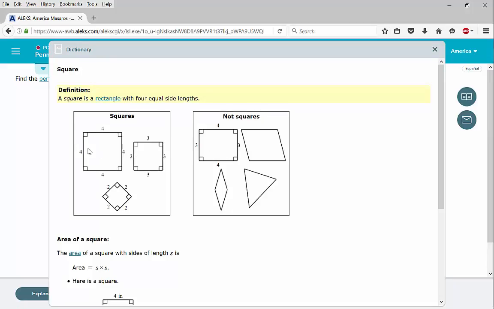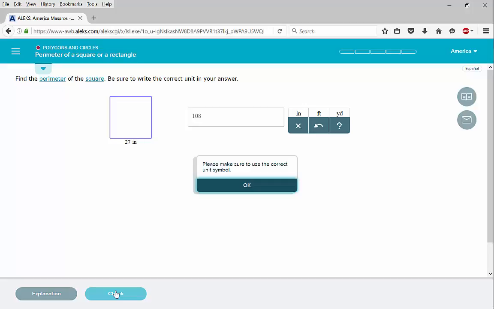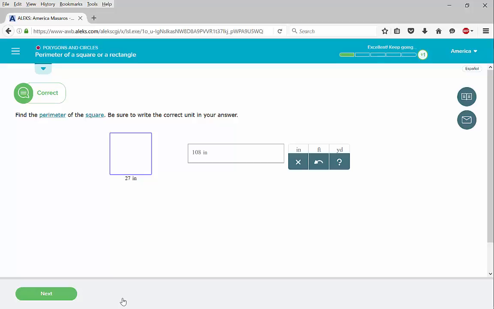Oh, the difference between a square and a rectangle is that its sides are all equal. So that means these sides must all be 27. I'm going to note that on my paper. And then I'm going to use my calculator to add up 4 copies of 27. And I'll get 108. Oh, I forgot something, didn't I? And Alex is going to remind me, please make sure to use the correct unit symbol. Well, this side was in inches, so the total must also be in inches. That's nice. It reminded me to do that instead of marking me wrong.